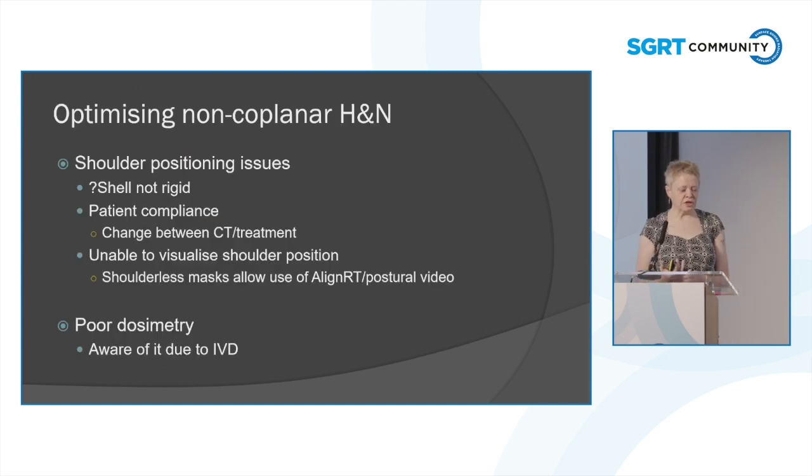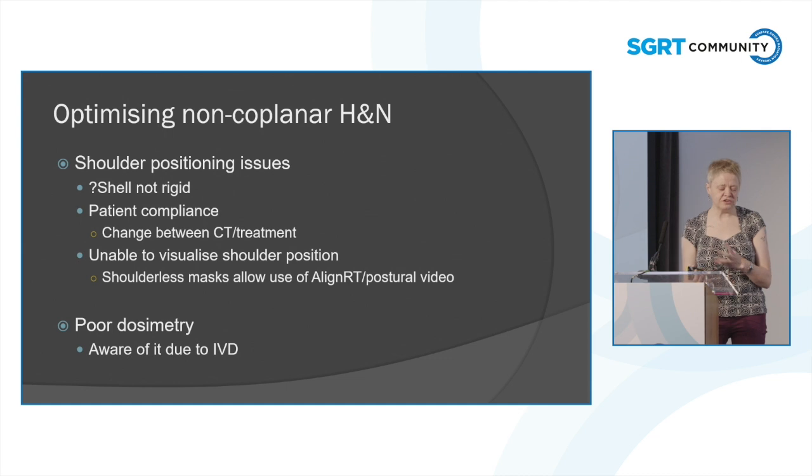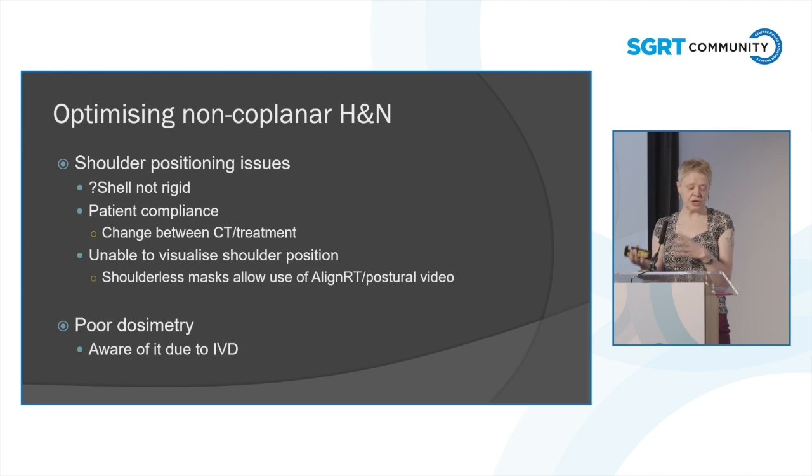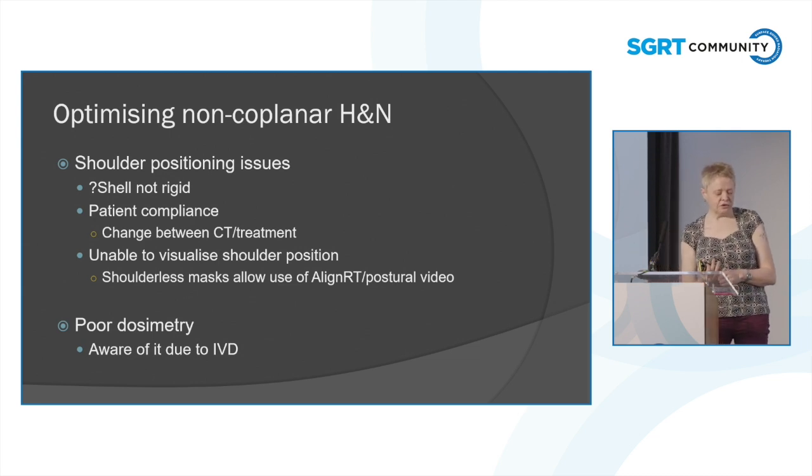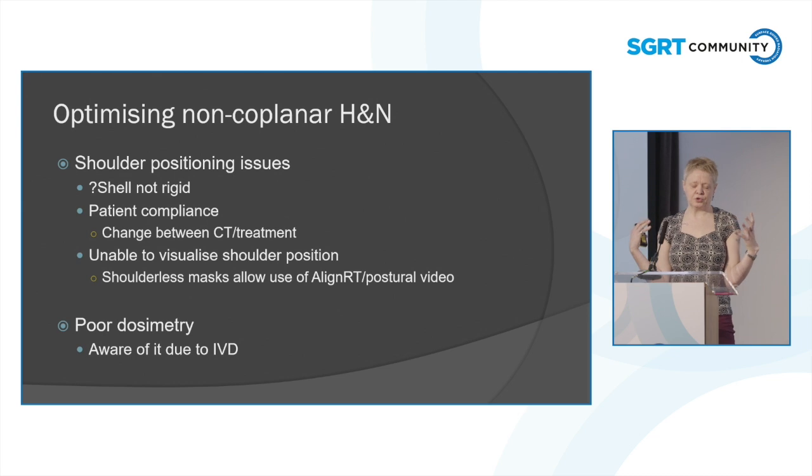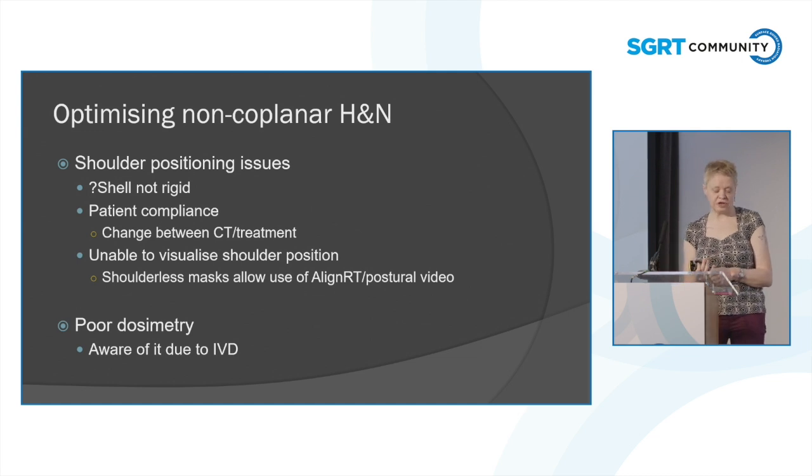So optimizing non-coplanar head and neck, why did we want to do it? Well, we wanted to eliminate the problems we were having with shoulder positioning. Several reasons why that was possible. Was it because of the shells not being good enough? Was it patient compliance between CT and treatment changing? And also, with a full 5-point shell, we were unable to visualize the shoulder position. So we were going to try and coordinate this using shoulderless masks and postural video.